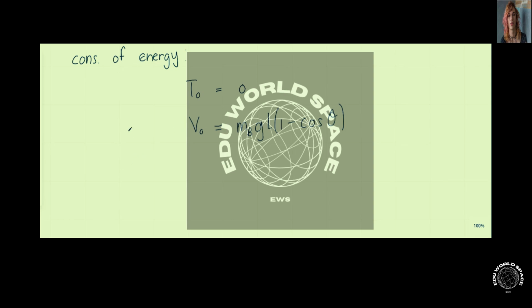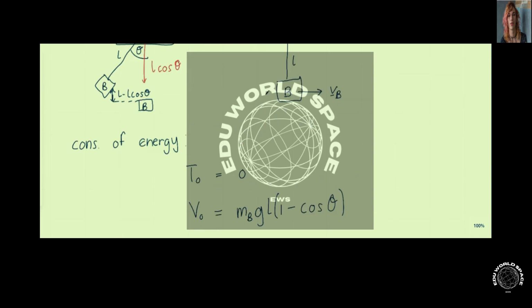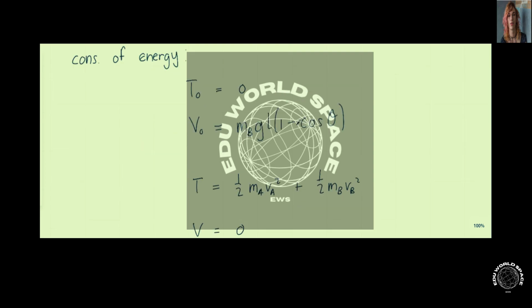So this is initially, and then as B passes under A, we have a kinetic energy due to the cart, a half m_A v_A squared, plus a kinetic energy component due to the block, a half m_B v_B squared. So the kinetic energy of the system has contributing factors from the cart and from the block. And at this stage, V is equal to 0. So h here is 0 when block B is directly below cart A.